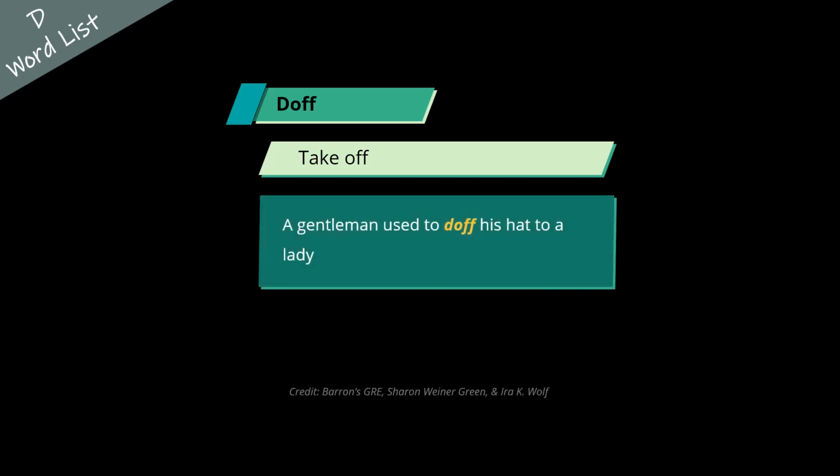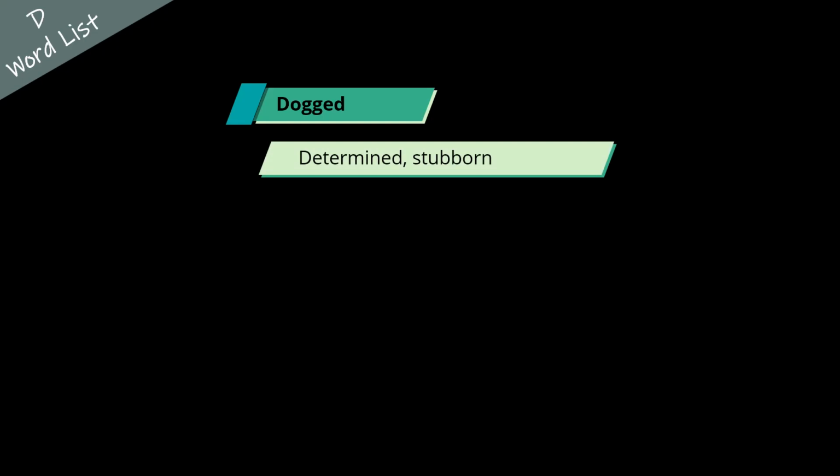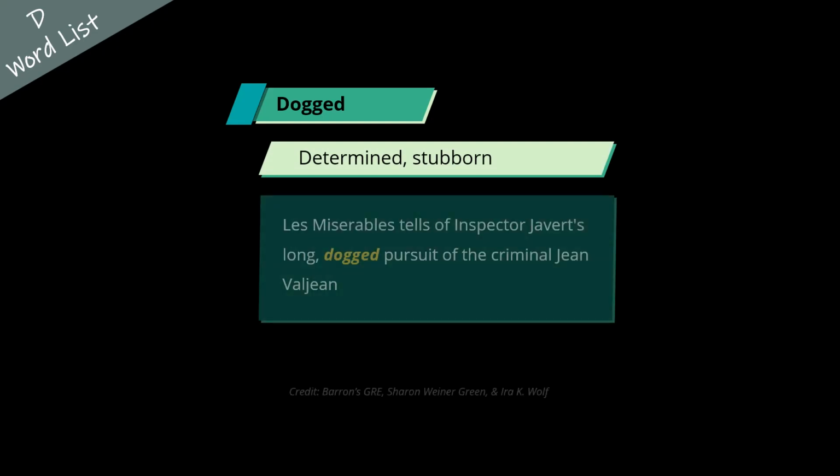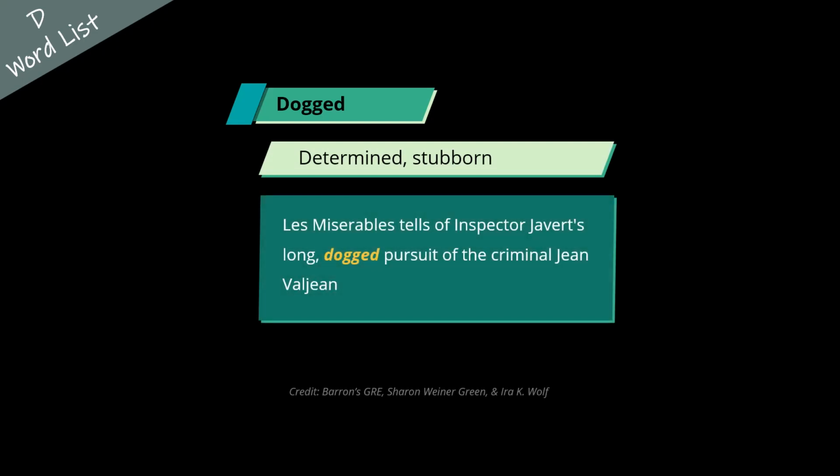Doff means take off. For example, a gentleman used to doff his hat to a lady. Dogged means determined, stubborn. For example, Les Miserables tells of Inspector Javert's long, dogged pursuit of the criminal Jean Valjean.